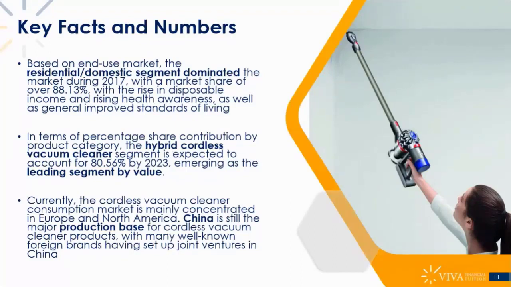Okay, so a lot of outsourced production to places like China for cordless vacuum cleaning products, with many well-known foreign brands having set up joint ventures in China. Now, currently, as you know in the pre-seen with ChargeIT, the manufacturing is done in-house. It was brought in-house in 2016, but of course the common standard in this industry is still to outsource the production manufacture to places like China.